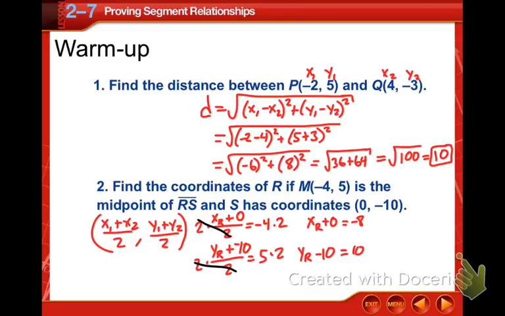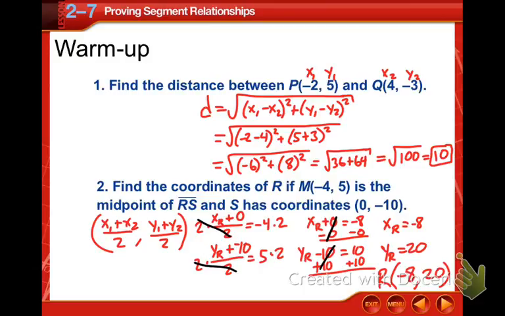So we're going to subtract 0. You don't really have to do that because obviously that's going to cancel regardless. So xR is -8. And for the y, we're going to add 10 to both sides. That cancels on the left, and we're left with yR equal to 20. So our R is at (-8, 20).